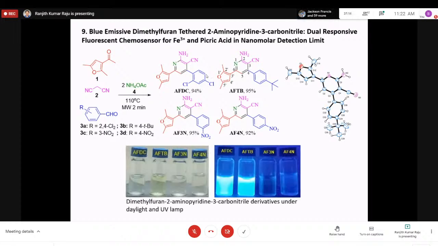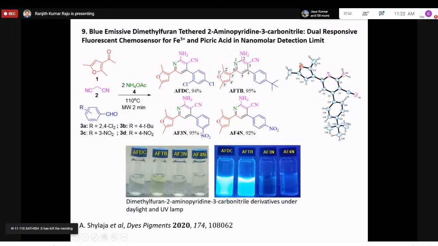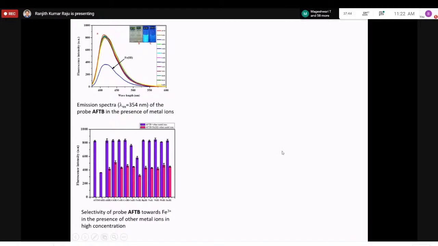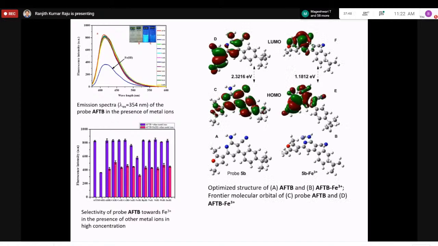Out of these 4 compounds, 2 compounds were fluorescent under the UV lamp, and the other 2 were not. Maybe because of the presence of the electron withdrawing nitro group, those compounds did not exhibit fluorescence. We explored the sensing ability, and found that the fluorescence quenched in the case of Fe3+, as we discussed previously, and the selectivity was also studied. Similar DFT studies proved that there is an ICT involved.